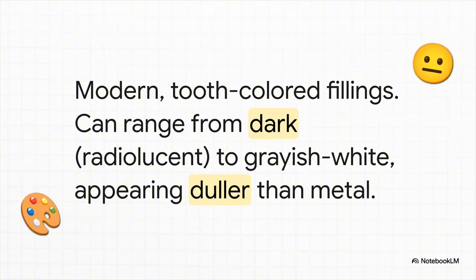Okay, now for a total contrast. Modern composite fillings. You know, the tooth-colored ones. And this is where it gets interesting, because their appearance can be all over the place. They can look anything from dark to kind of a grayish white. Some of the older ones might even look dark, radiolucent, just because of the materials they used back then. The newer ones, yeah, they're a bit brighter, but they will never be as blindingly white as a metal filling. They'll always look a lot duller.